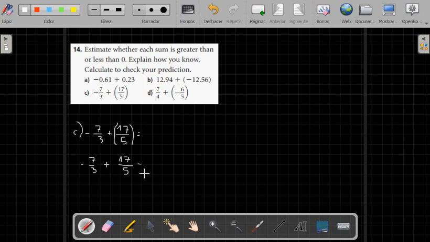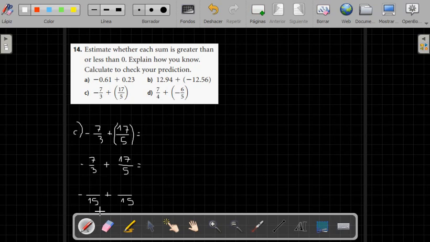Now we have two fractions with different denominator, so we must find the least common denominator. Debemos hallar el múltiplo común denominador de 3 y 5, which is 15. El múltiplo común menor de 3 y 5 es 15. So we write two fractions with 15 as a denominator. Escribimos dos fracciones con 15 como denominador. Don't forget to put a negative here and positive there. You have to keep the signs. Tiene que conservar los signos.